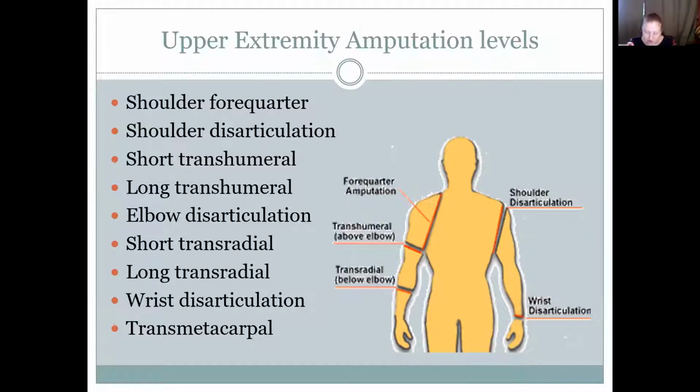Transhumeral is also going to be on your exam, and it allows for complete shoulder movement. It's the shortest length from hand up, okay? And transmetacarpal allows for full active range of motion, okay, except for proficient hand use.